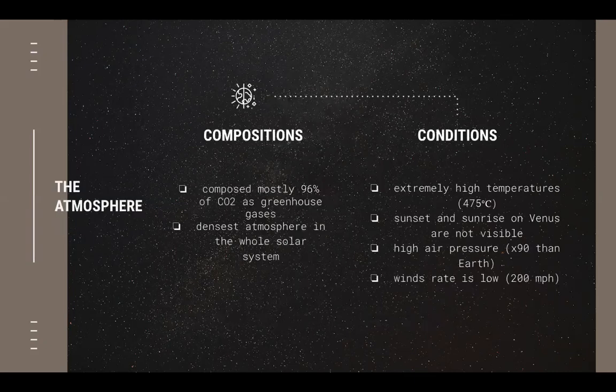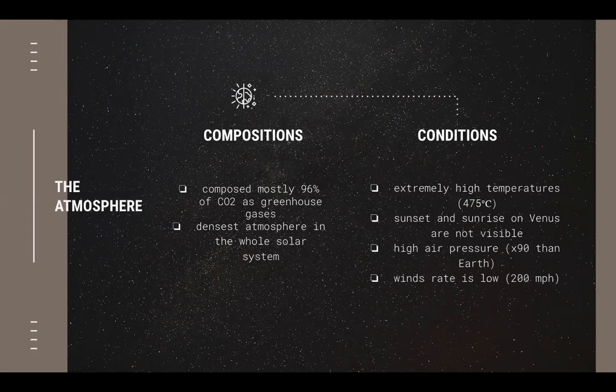So Venus has a high air pressure, about 90 times higher than the Earth's. And you can't witness the sunset and sunrise on Venus because of its thick atmosphere. It has a low wind rate, about 200 miles per hour, and it leads air to sit still for a long time. And it has a high CO2 rate because Venus used to have water on its surface, but because of its closeness to the sun, the water evaporated and created CO2 and water vapor.